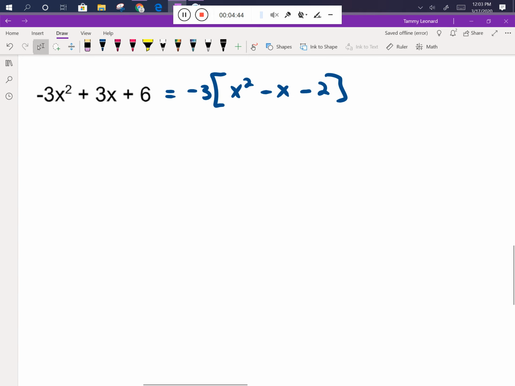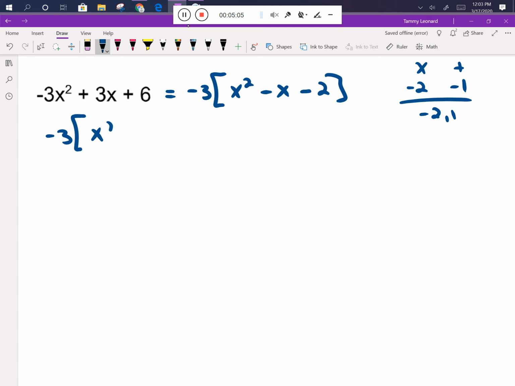And then we're ready to solve the puzzle. So I want to know what numbers multiply to make negative 2 and add to make negative 1. Well, there aren't a lot of things that multiply to make negative 2, so we don't have a lot of choices. How about negative 2 and positive 1 to solve the puzzle? So we keep the negative 3 outside the big bracket, and we split the middle term. So we're going to have x squared minus 2x plus 1x minus 2. And then we're going to group it so that we have the sum of two binomials. And we'll look for GCFs within each of those two binomials.